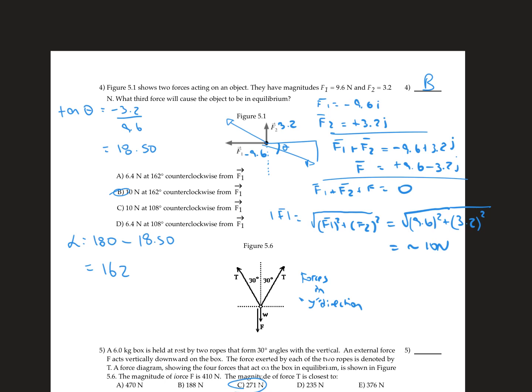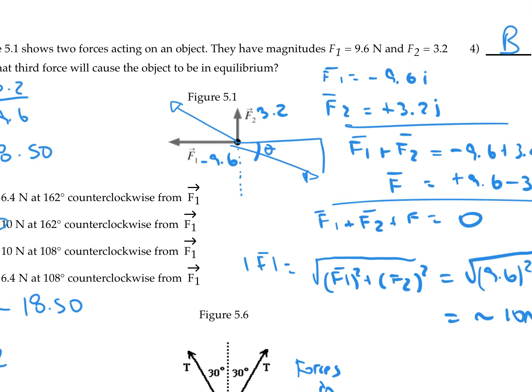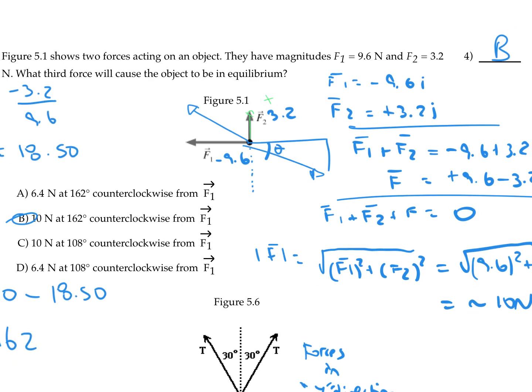In question number 4, we have two magnitudes, F1 equals 9.6 newtons and F2 equals 3.2 newtons. They're asking us what third force will cause the object to be in equilibrium. So we drew a little graph, a representation right here, and we have the F2 going up is positive, it's going to be 3.2, and the F1 is going to be negative 9.6 newtons going to the left.